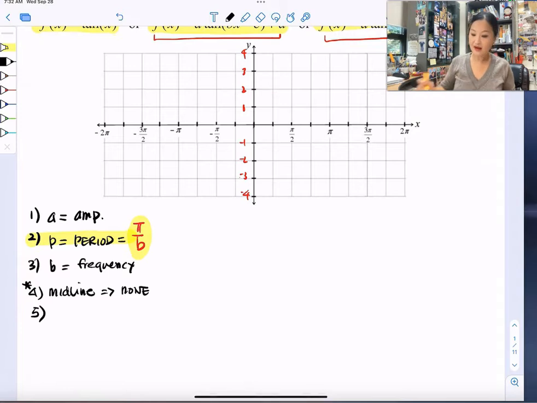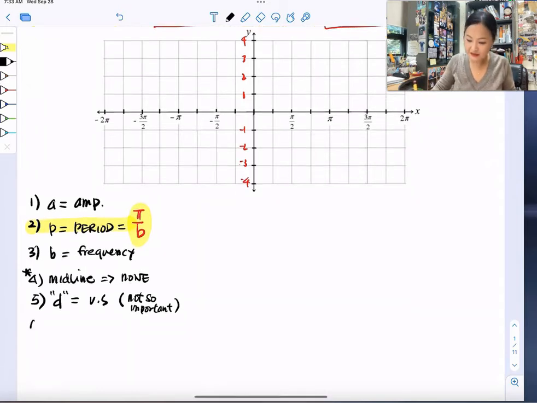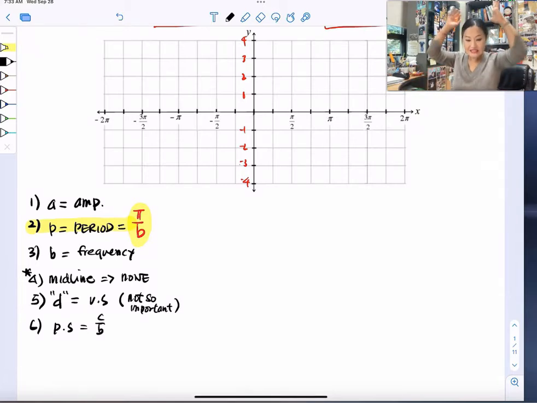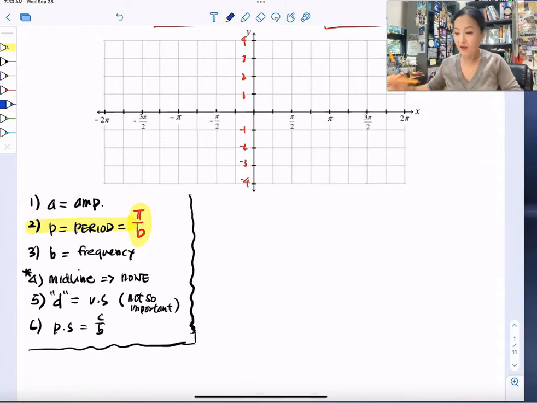5, we're going to have, of course, a D or the VS, vertical shift. It's not so important in a tangent graph. Again, if you know all this information for some reason, you can speed up the notes. Number 6, which is your C over B. That's the same. Now, all this is exactly the same thing. So I'm going to box this up, and you're like, okay, it's more or less the same, but a little different. But now let's move on to number 7.